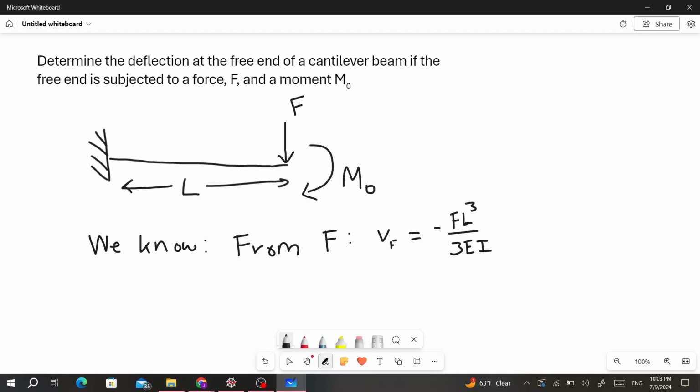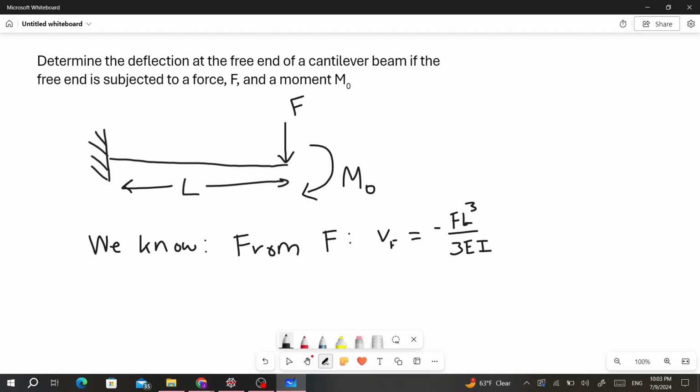Alright, so we already know what one of the deflections is, caused by F. Now what we need to do is find the deflection caused by m0, and at the end of the problem we're going to sum up the deflection from F and the deflection from m0, and that's going to tell us what our total deflection is when both of these loads are acting simultaneously on the beam. So we're going to follow the same process. We're going to use the method of integration in order to find what the deflection is due to m0.